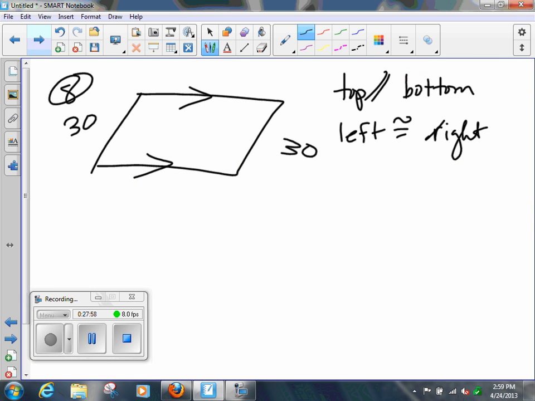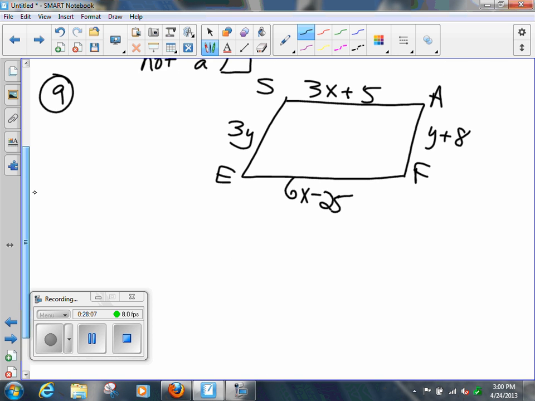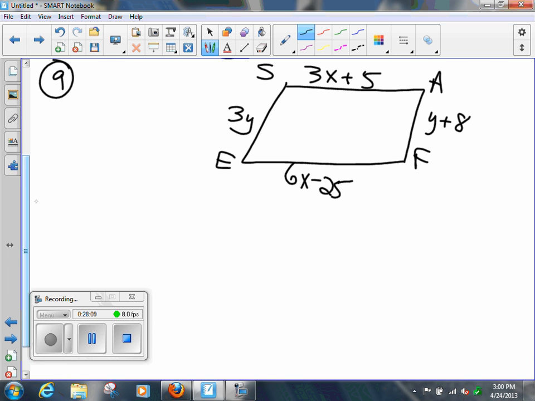So, what's your answer, yes or no? Not a parallelogram. What kind of figure is this? From the instructions, it says find the values for x and y that make it a parallelogram.